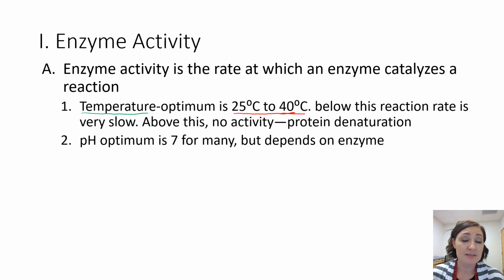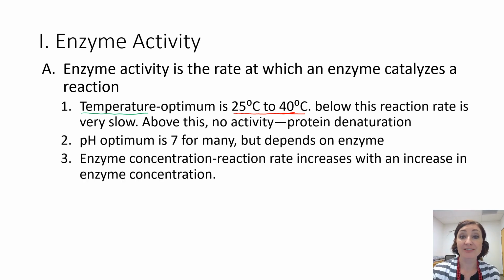Or take your small intestine, for example. The small intestine is more basic than the stomach. So trypsin is going to have to function at a higher pH than, say, other enzymes in the body, and especially higher pH than pepsin.